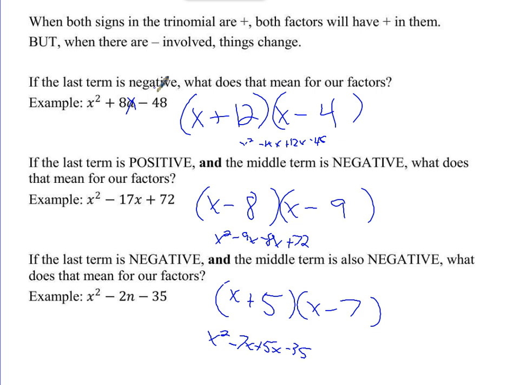One's positive, one's negative for sure. The bigger one is positive. Both numbers have to be negative in this case. One's positive, one's negative because of this, and then the bigger one has to be negative here.